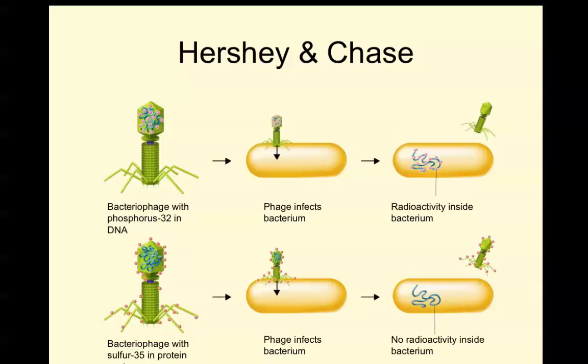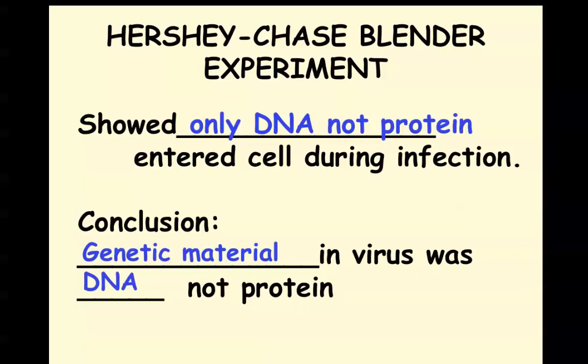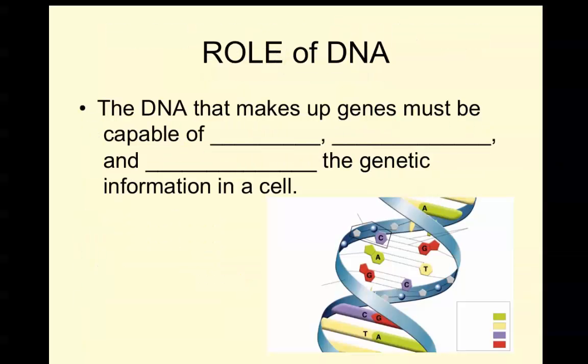Well, in the end, they actually found that the phosphorus was found inside of the new bacteria, and so DNA had to have been the cause of transformation. So it showed only DNA, not the protein, entering the cell during infection. So a conclusion of Hershey and Chase's experiment is that genetic material in the virus was DNA and not proteins.